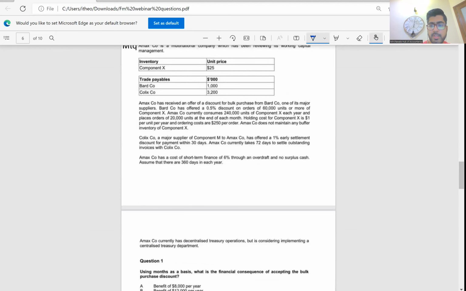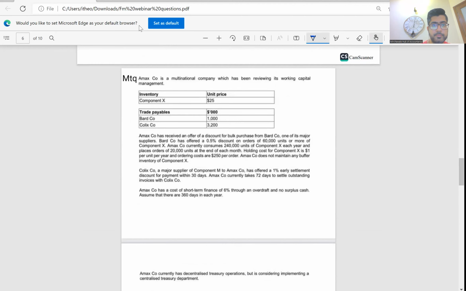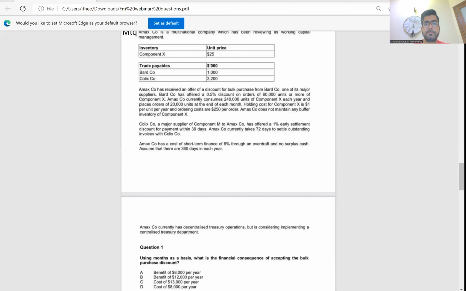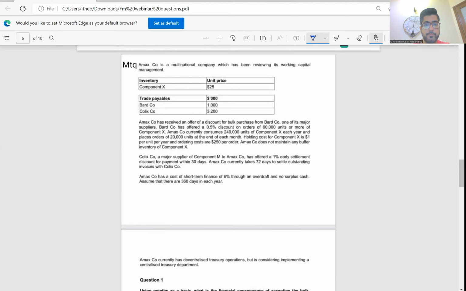Now we will move towards an MTQ. Okay, now this MTQ covers working capital management. Amex company is a multinational company which has been reviewing its working capital management. Inventory: component X has a unit price of 25. Payables: there are two payables, BART company, to whom we have to pay 1,000, and Colex company, to whom we have to pay 3,200,000.